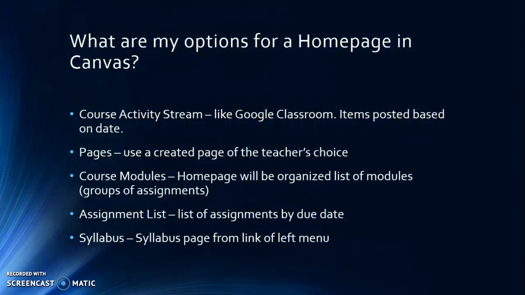So there are several different options for setting a homepage in Canvas. I'm going to review real quickly each one and then show you what they look like. So the first one is the course activity stream. The course activity stream looks much like Google Classroom. Items are going to be posted based on date. So let me show you what that one looks like.